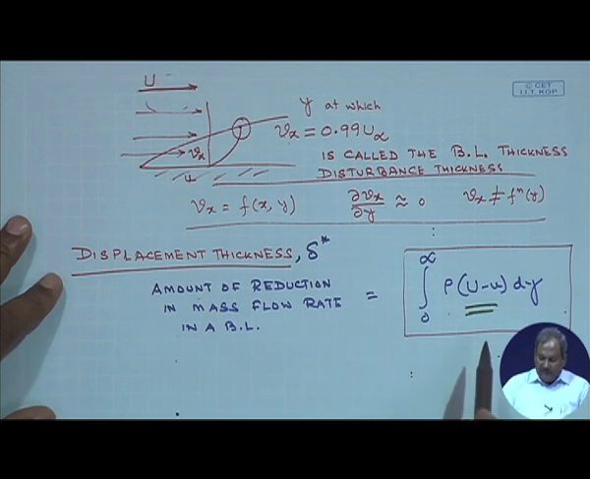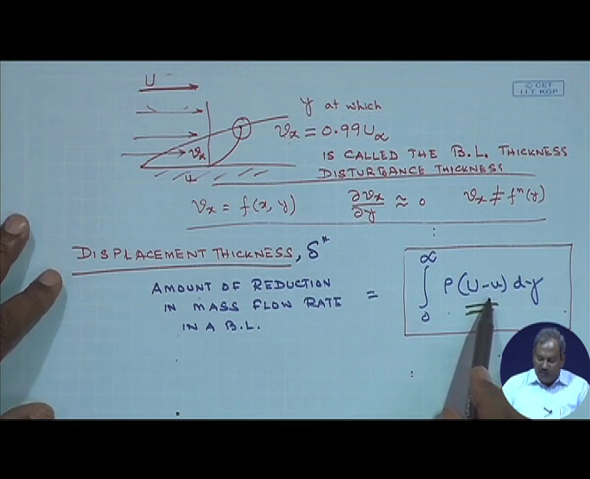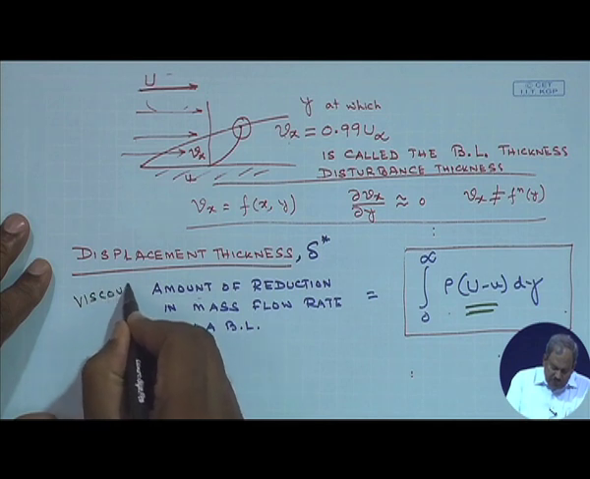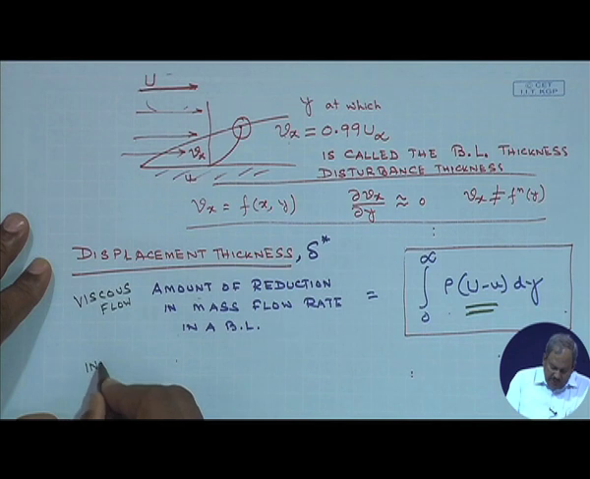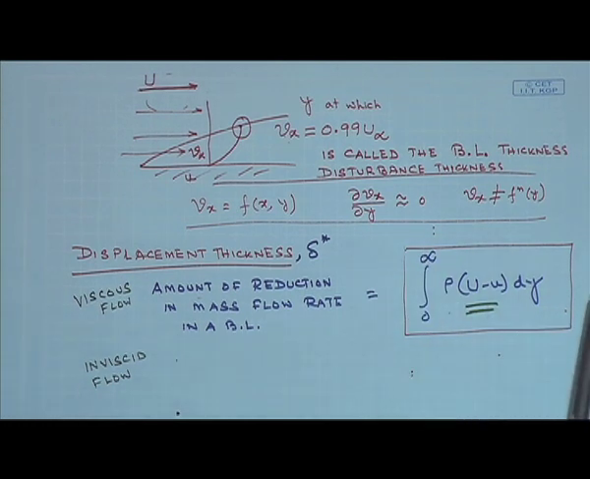Now let's say that I would like to get the same reduction in the case of inviscid flow. So this is viscous flow, and I am imagining an inviscid flow in which I would get the same reduction in mass flow rate. So I have a plate, I have the motion, I have the formation of the boundary layer.